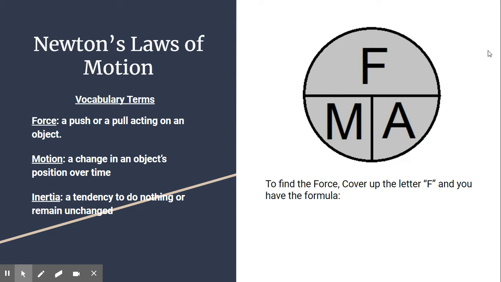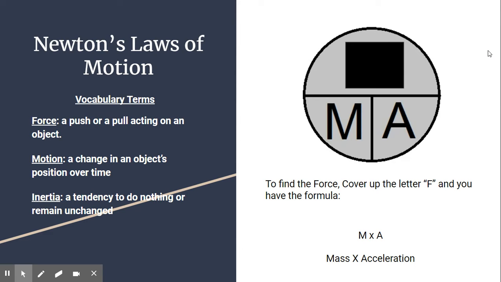If you're trying to identify the force of an object, cover up the letter F on this diagram. You can do that with your thumb, or if you draw the diagram, you can shade it in. But when you cover up that symbol you are after, you're left with the formula to calculate the other item. So in this instance, we want to find force. That leaves us with ma, m times a, or mass times acceleration.